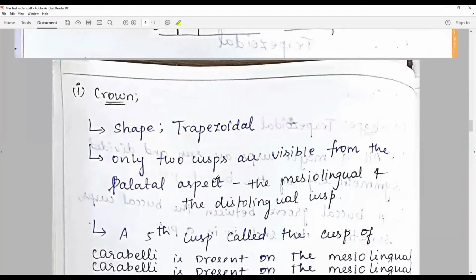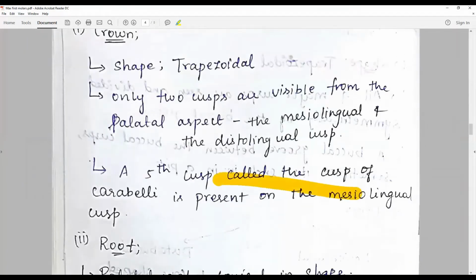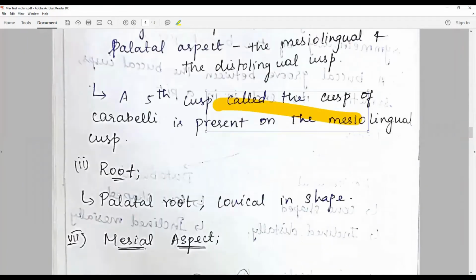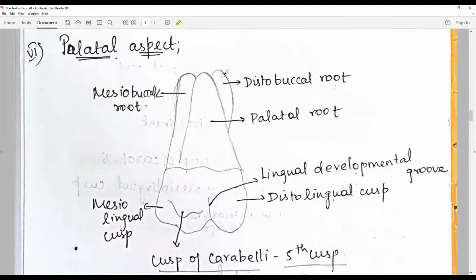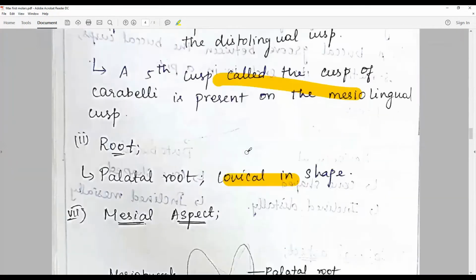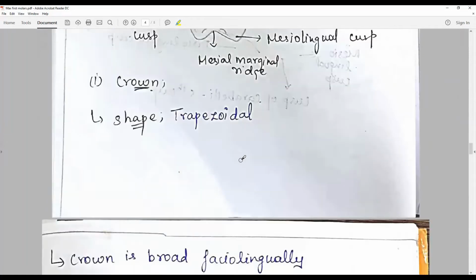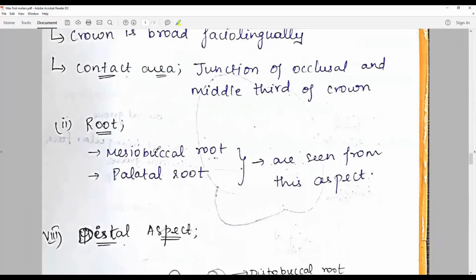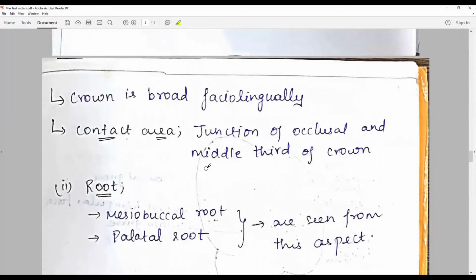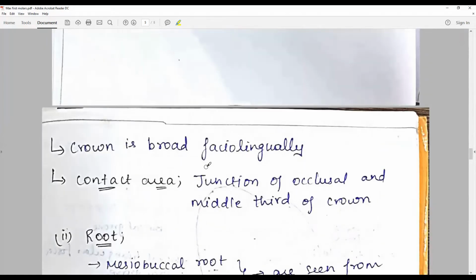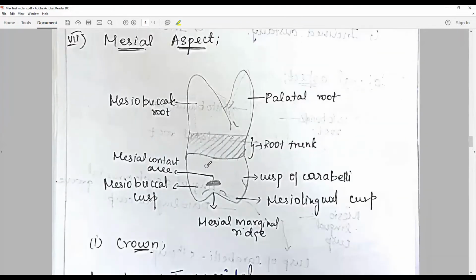Then, repeating again, the same fifth cusp is present on the mesiolingual cusp. Root, palatal root, only a single palatal root, conical in shape, but the other two roots are also seen. The distobuccal and the mesiobuccal shape also seen. Next, we go into the root, mesiobuccal, palatal roots, the same thing. Now, going to the mesial aspect, the mesial surface exhibits a roughly trapezoidal shape with two roots, a broad buccal, mesiobuccal root and a palatal root.